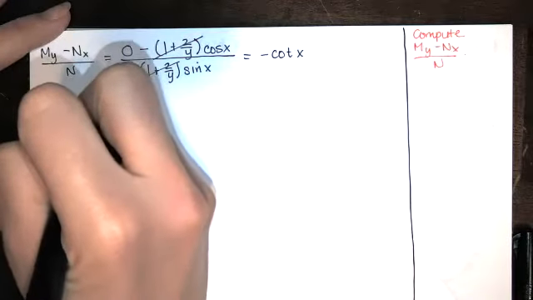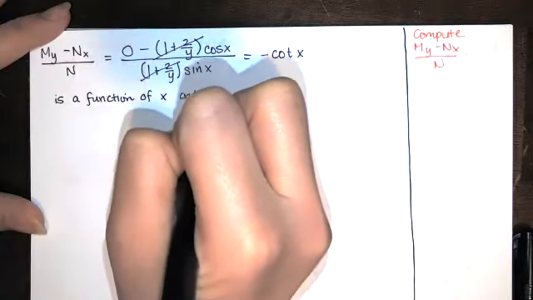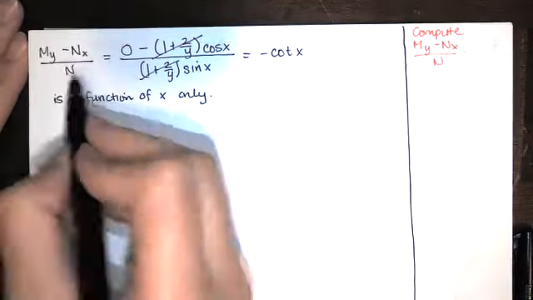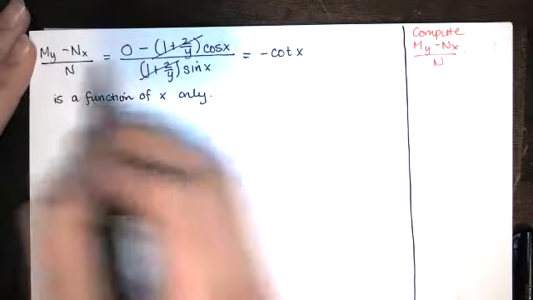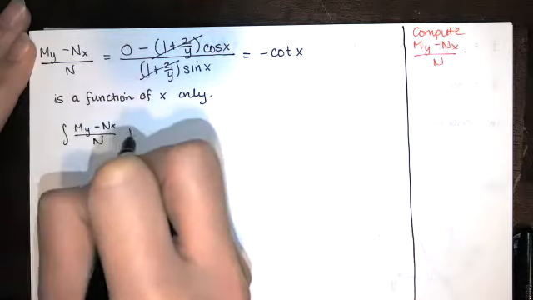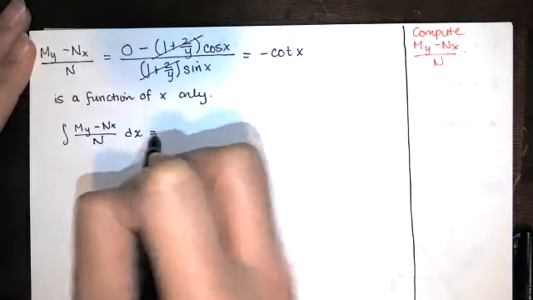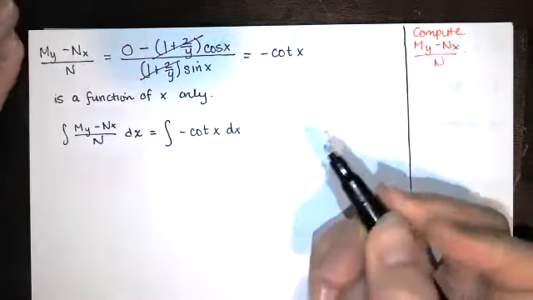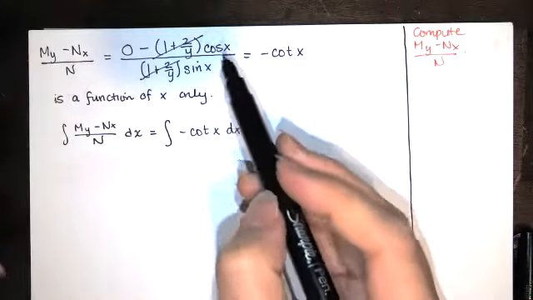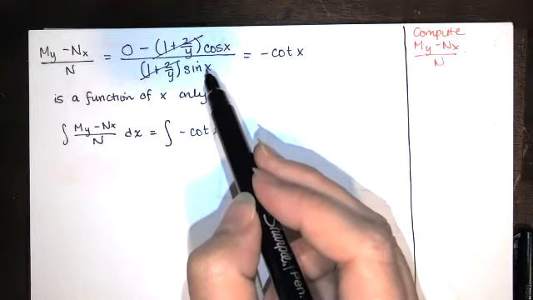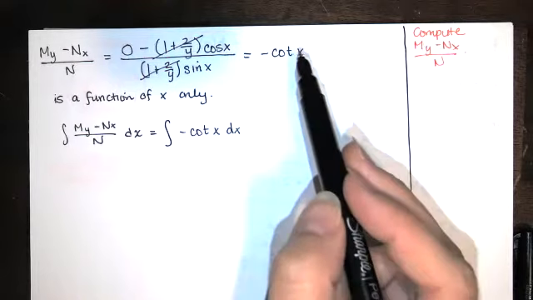Since it is a function of x only, we have an integrating factor in terms of x. So in order to find that integrating factor, we will evaluate the integral of this expression. Now you've got options. You can just apply your cotangent of x rule if you remember that. Or if you don't remember the cotangent of x rule, you can think of this as cosine over sine and do a u substitution. So if u equals sine, du would be cosine of x dx.